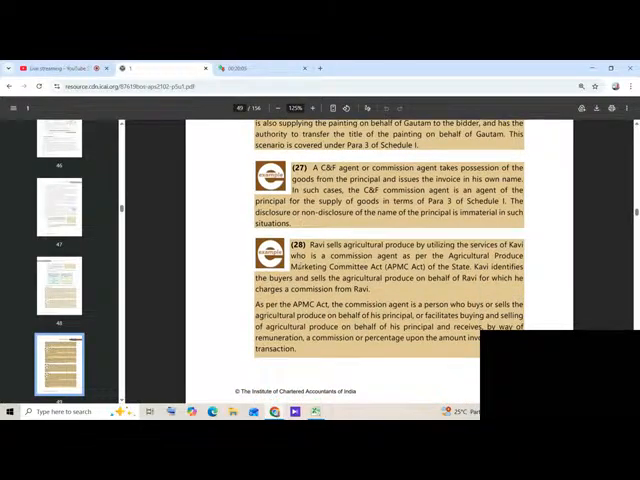Example 27. A carrying and forwarding agent or commission agent takes possession of the goods from the principal and issues the invoice in his own name. In such cases, the carrying and forwarding commission agent is an agent of the principal for the supply of goods in terms of para 3 of schedule 1. The disclosure or non-disclosure of the name of the principal is immaterial in such situations.